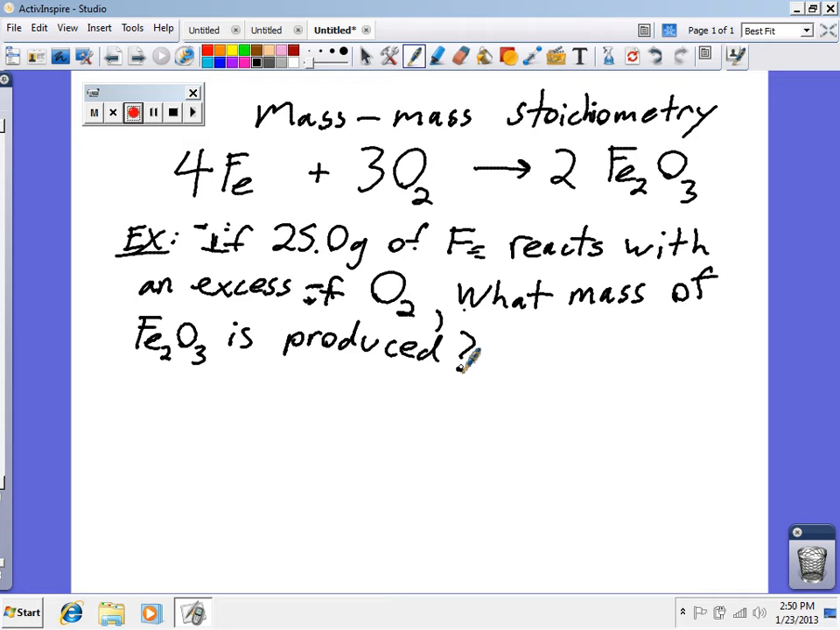So we can see that we have been given the mass of iron, not the moles this time. So we're going to first need to do a conversion from mass into moles of iron. Then we can use our molar ratio of iron to iron oxide, because those are the two substances we are concerned about. 4 moles of iron is producing 2 moles of iron oxide. And then at the very end, we're going to convert moles of iron oxide into grams, mass of iron oxide.